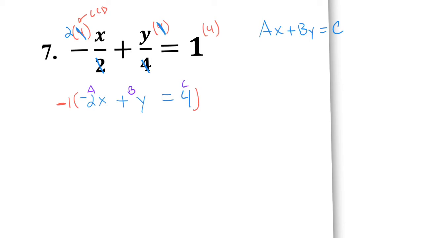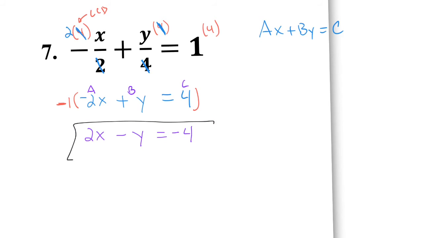How do you get rid of the negative? When you multiply negative times negative, that's going to become positive. So you guys have a positive 2x. The next one, negative times a positive, that's going to be a negative y. And the other side, a negative 1 times a positive 4, that's going to be a negative 4.